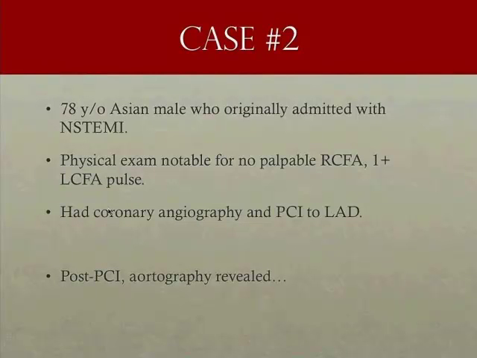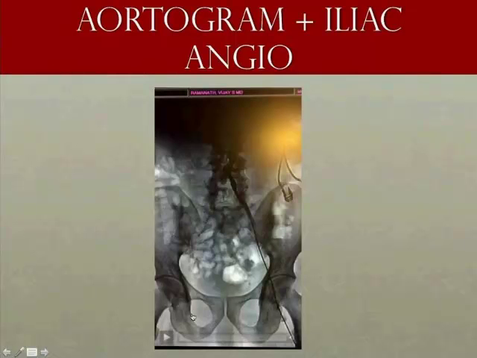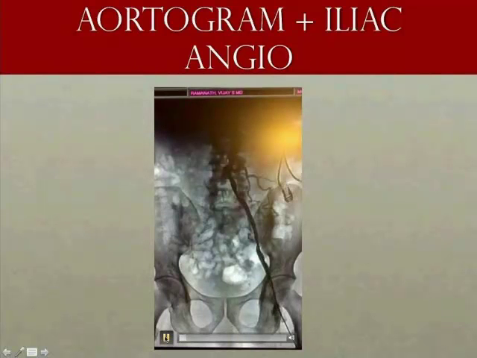I typically do my catheterizations through the radial artery. However, in his case, I opted for the femoral because I wanted to see what his aorta and his iliac runoff looked like. So post-PCI, his aortogram revealed the following. You'll notice that his distal abdominal aorta has a fairly significant focal lesion in it.